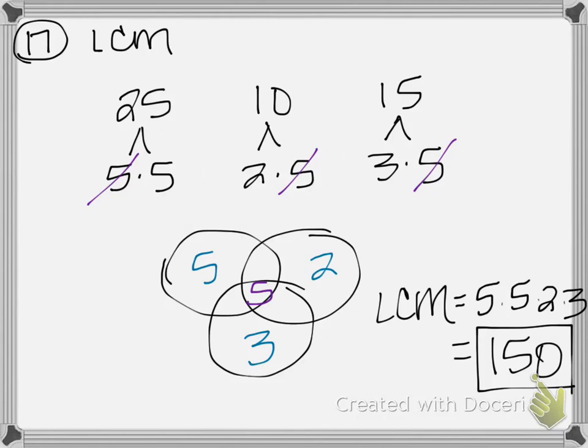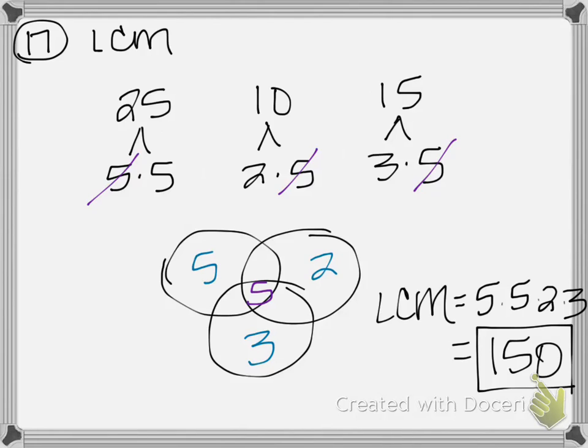And some people, they'll do the factor trees, but then they don't do the circles. They just look to see, oh, they have a 5 in common, so I write down a 5. And then everything that you see in common, you write down just one time. And then you throw everything else in. But that's least common multiple.